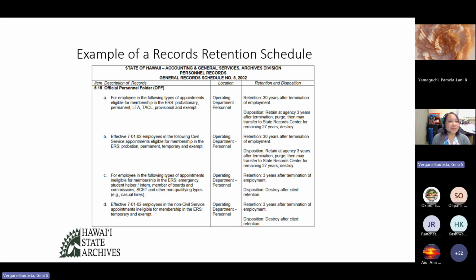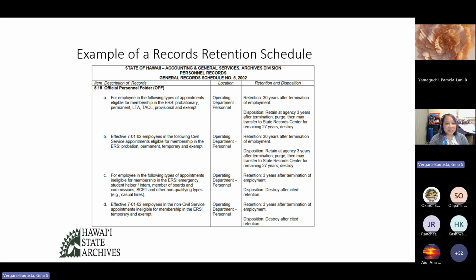So this is an example. These are official personnel folders. And I think we can all relate to that because each one of us has an official personnel folder. So what you'll see here underneath the heading is the retention schedule number, the title, and description underneath. And in the middle part is location. What that means is this retention schedule applies to personnel. Personnel is required to retain the records.